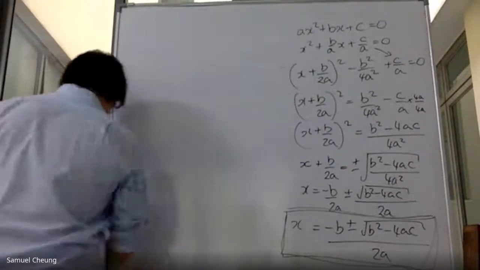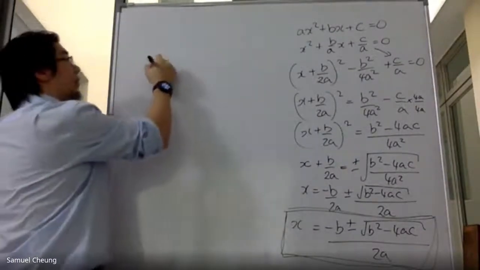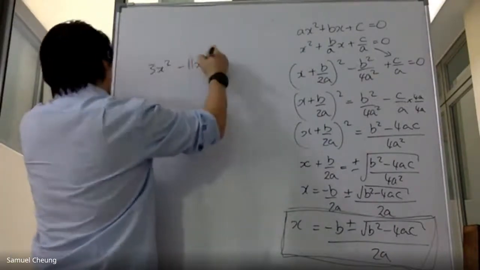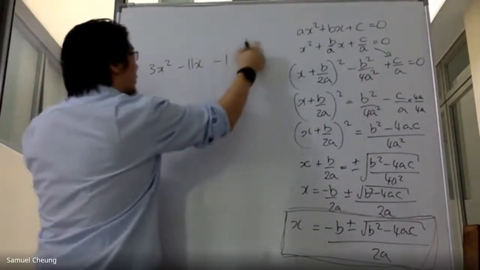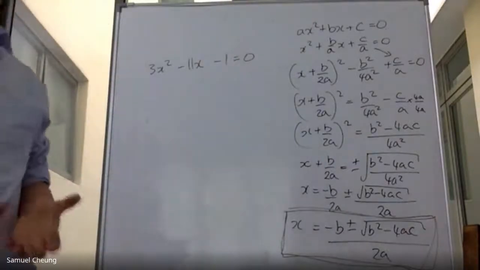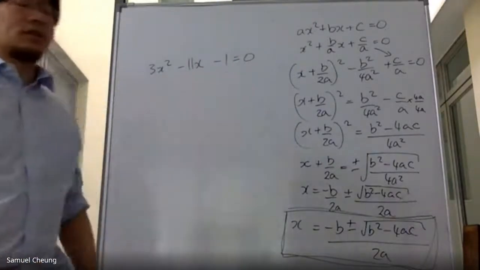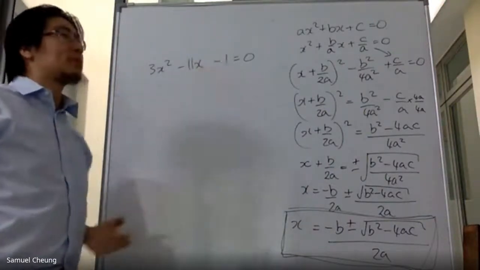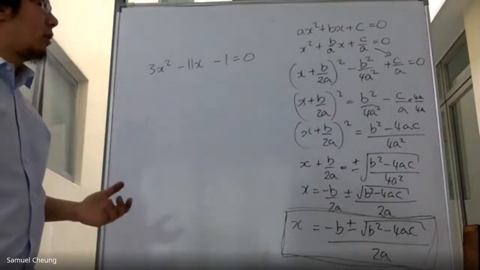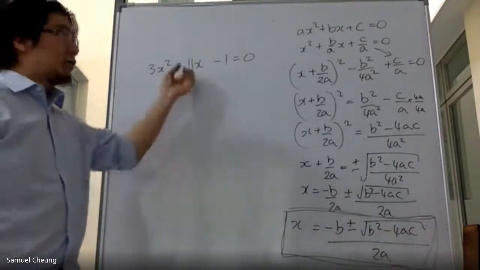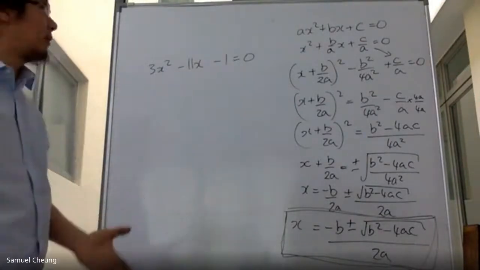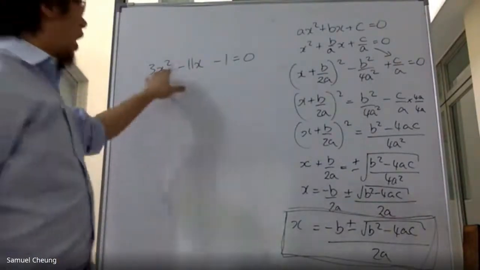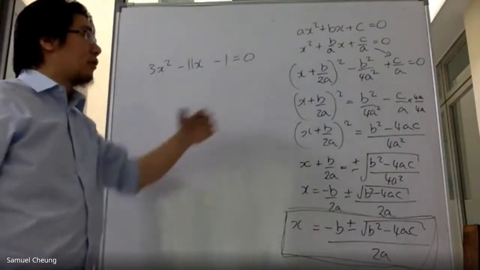Let's say I got 3x squared minus 11x minus 1 is equal to 0. Okay? So the first thing I would do is check whether we can factorize it. There's no way that any multiples of 3 and any multiples of minus 1 are going to give you 11 in the middle. So there's no way that I'm going to be able to factorize that. Because if you can factorize it very simply, then you can solve it.